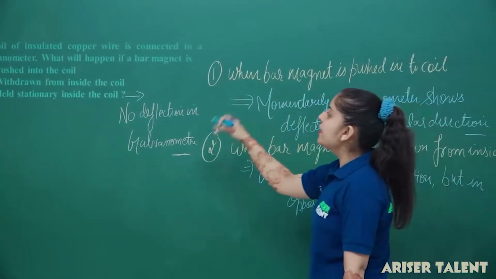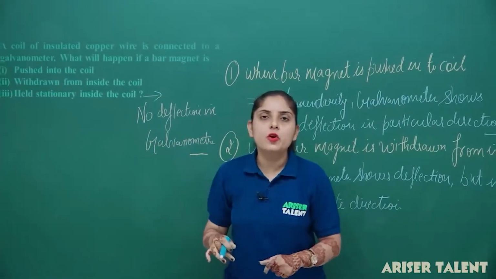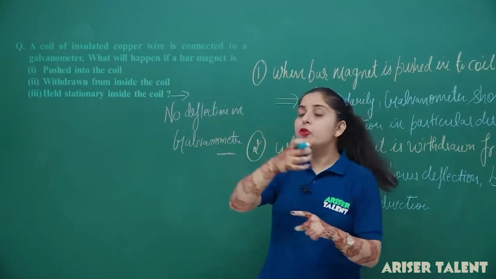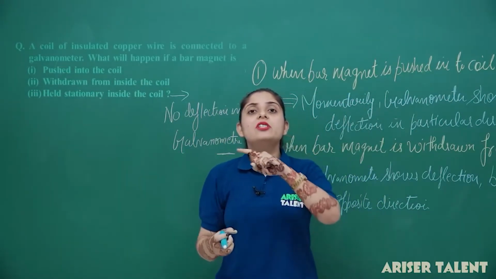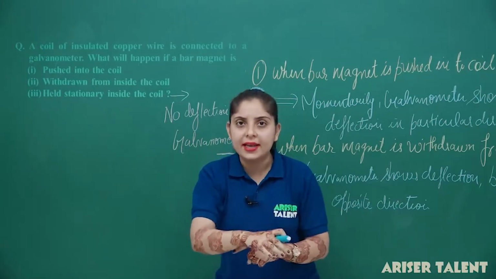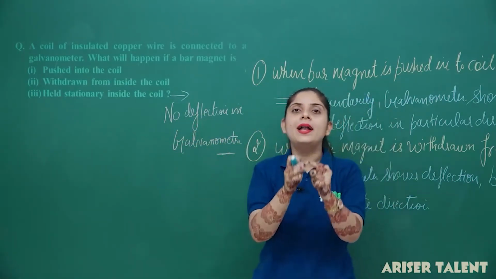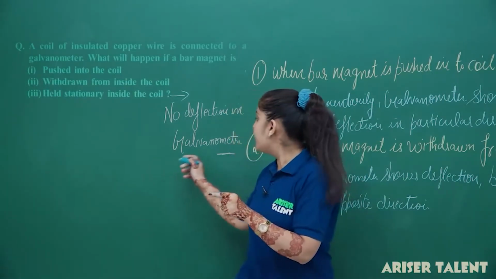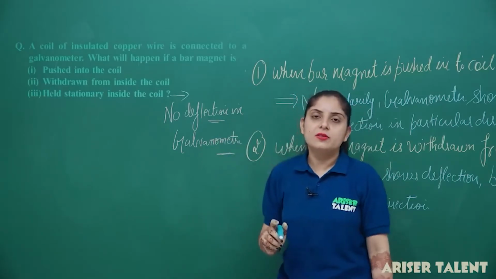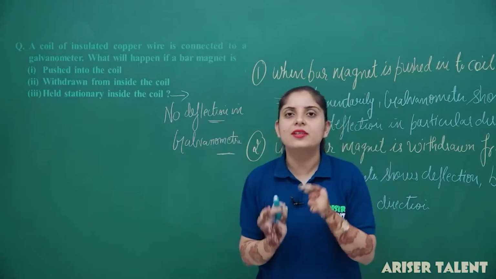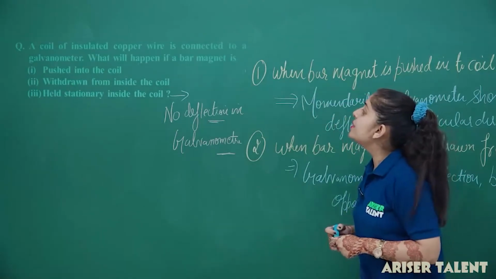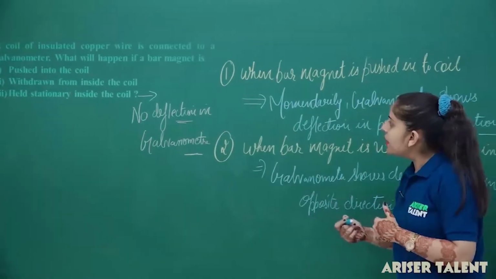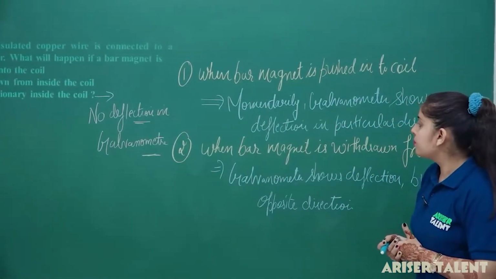So, firstly, if the bar magnet is pushed into the coil, the galvanometer is going to show you a deflection in a particular direction. When you withdraw the bar magnet from the coil, it will show the deflection in the opposite direction. And in the third case, when you hold the bar magnet stationary in the coil, it will show no deflection. So, in the third case, we will not get any deflection in the galvanometer. So, again, this is a conceptual question you have from your NCERT. Just copy this from here so we can proceed to the next one we have.